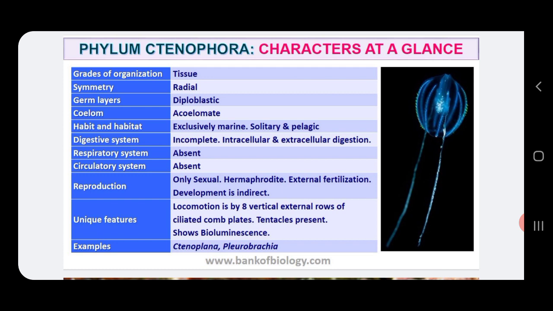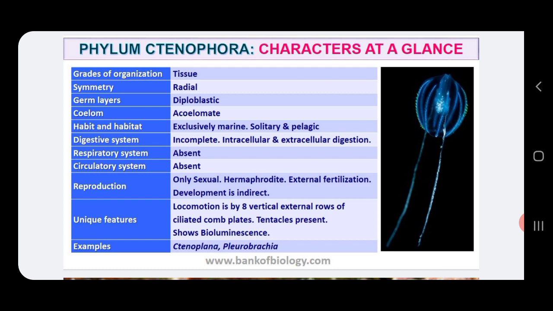So first one is when you see the grade of organization, they have got the tissue grade of body organization. Then coming to the symmetry, they have got radial type of symmetry. Then third one is about the germ layers. They are diploblastic, made up of outer ectoderm and inner gastroderm. Then about the coelom, they are acoelomates.